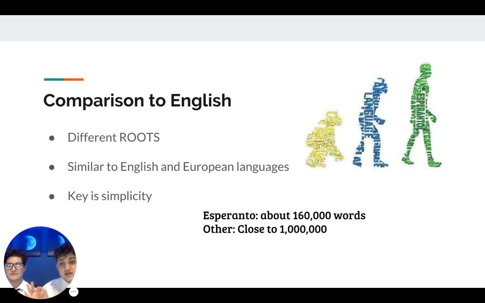Like when you say ride in Esperanto, it means laugh, which is getting it from a different language such as Spanish, Italian, French, and German. So Esperanto kind of gets all these root words from different languages and puts them together. And the whole idea of Esperanto is key: simplicity.